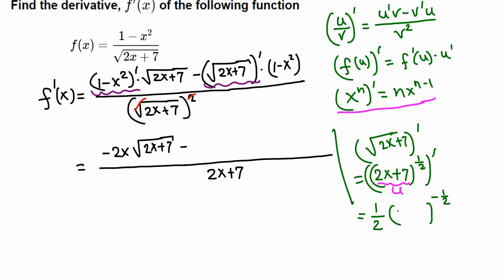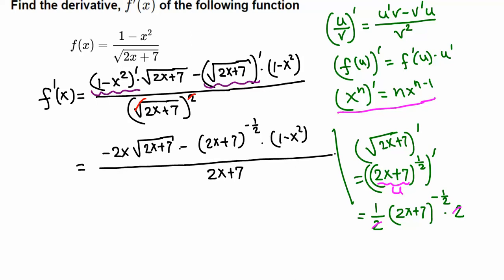This inner means 2x plus 7, times, from the chain rule, the derivative of the inner function. The derivative of 2x is 2 plus 0, since the derivative of 7 is 0, so just 2. And this 2 and 2 cancel. That leaves 2x plus 7 raised to negative 1/2. We can get rid of this negative exponent by putting 1 over 2x plus 7, but that's not necessary. So minus the derivative of this, which is 2x plus 7 raised to negative 1/2, times 1 minus x squared. Final.